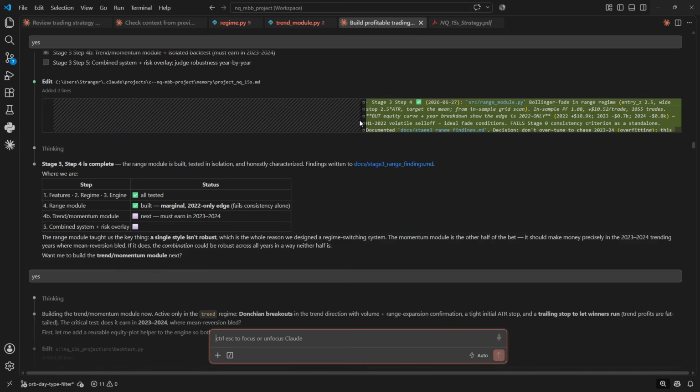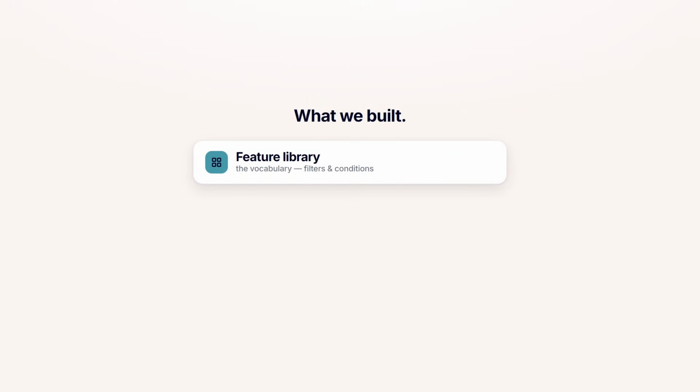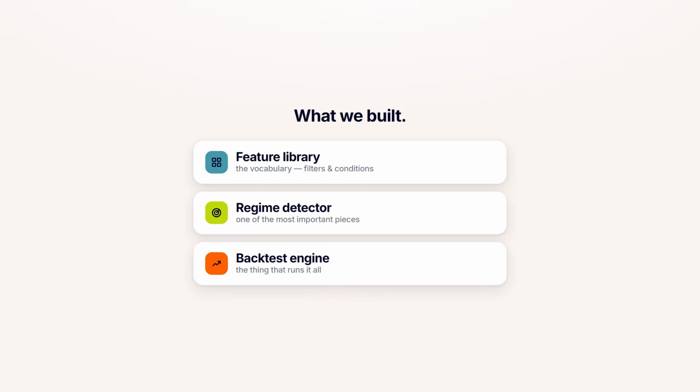So in this table you can see what we built. The feature library, think of it as a dictionary. The strategy speaks, all the filters, the conditions, and so on. We have the regime detector, one of the most important pieces, and there is the backtest engine, the thing that actually runs all of this, and the one I broke down for you in the last video. You can go check it.